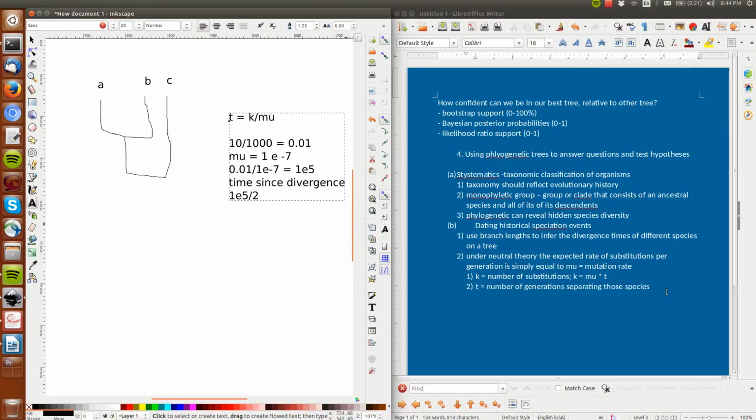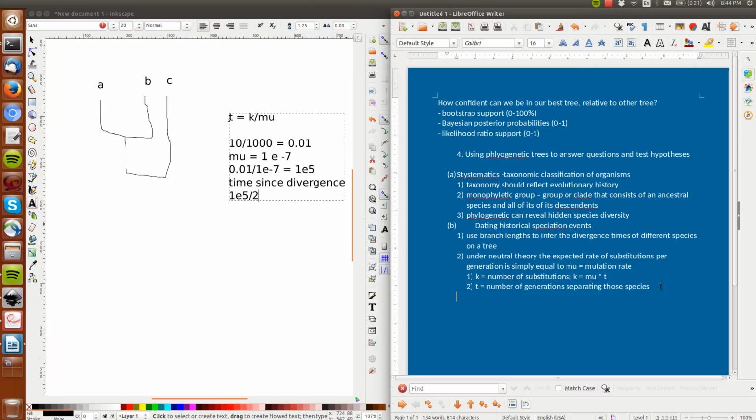Now, this is a cool idea. It'd be really neat to be able to date historical events like this. This sort of idea is often referred to as a molecular clock. So the molecular clock is a cool idea, and there are some caveats that have to be taken into account, though. So, caveats exist. First, recognize this is a stochastic clock.